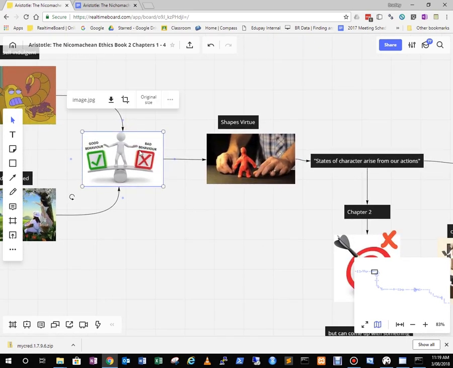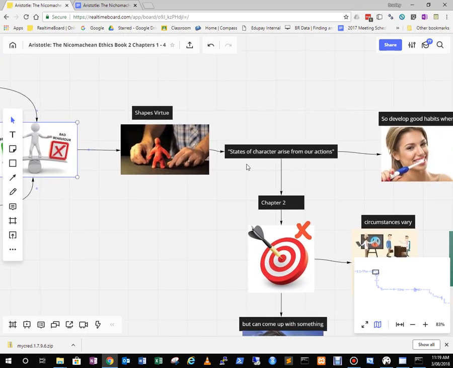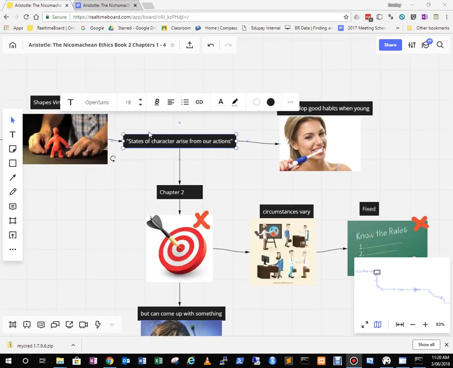So, good or bad behavior shapes our virtue, right? And states of character, this should probably be written down, arise from our actions. Take a note. So, good states of character are acquired through performing good actions, which can easily be done if we acquire good habits. Bad states of character, well, obviously the opposite applies.